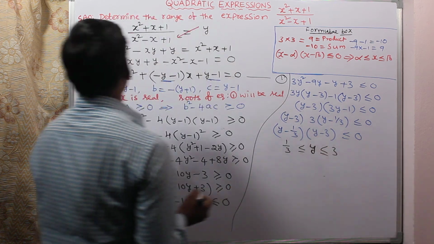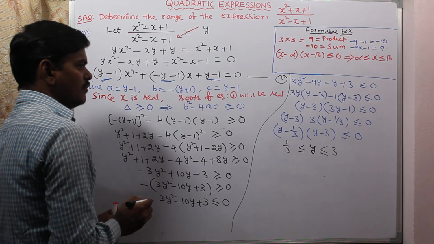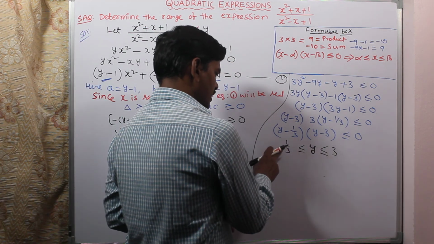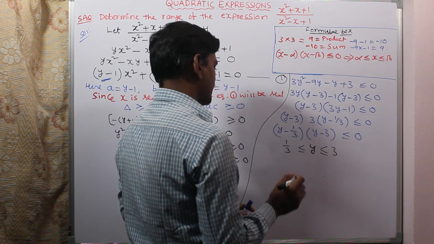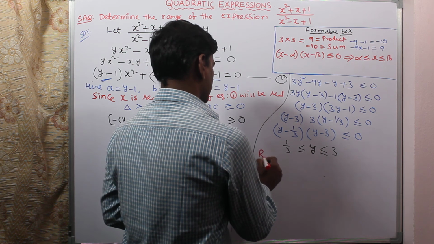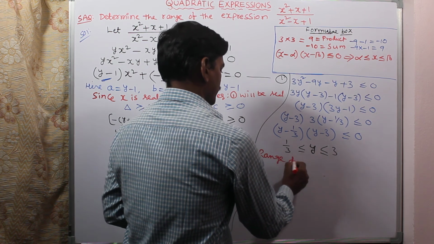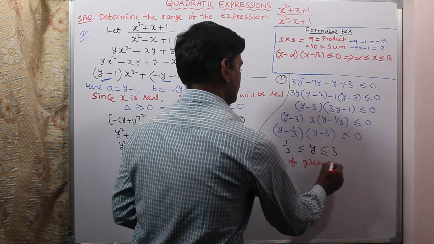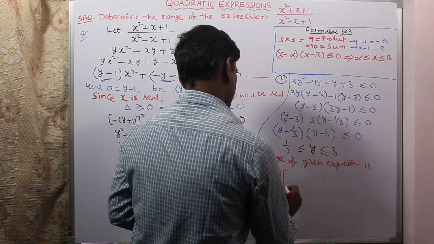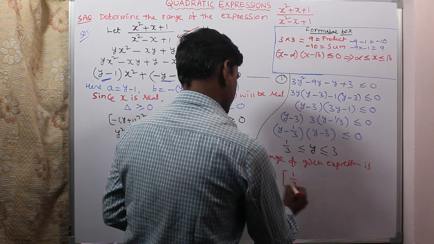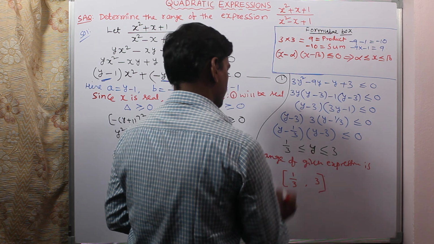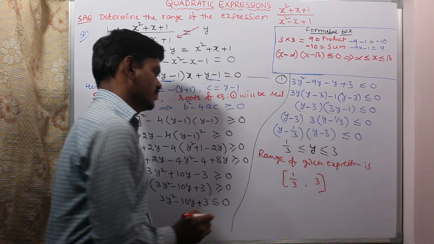So what is the problem? Determine the range. Range is nothing but the minimum value and maximum value. Here this is the minimum value and this is the maximum value. So now I can write the range of the given expression. The range of the given expression is: minimum value first, comma, maximum value, 1 by 3 comma 3. So this is the range.